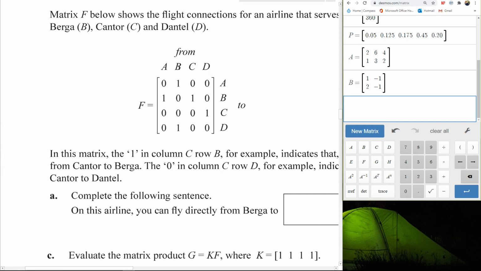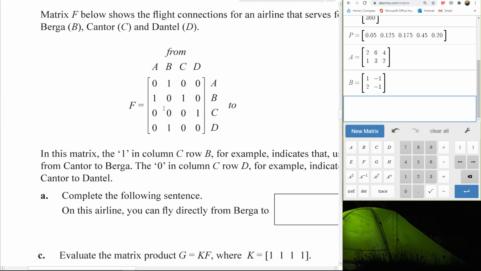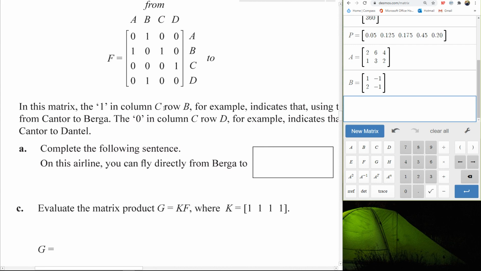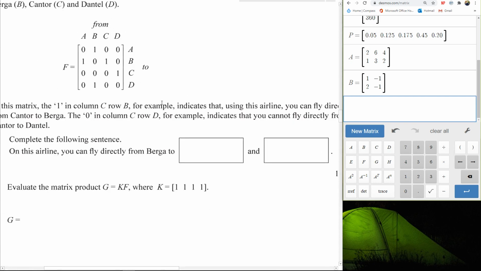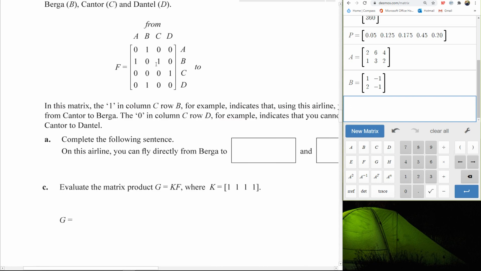See how it says from is at the top and to is here. So that means we're going to read this as from B to A, C to A, D to A, A to B, B to D. For example, it's not going to be B to B or A to C. Just understand where it's from and where it's to. So you start from here and you're going to this. Okay, so in this matrix, the one in the column C row B, for example, indicates that using this airline, you can fly directly, I'm assuming that's what it's going to say, from Cantor to Berger, so from C to B.